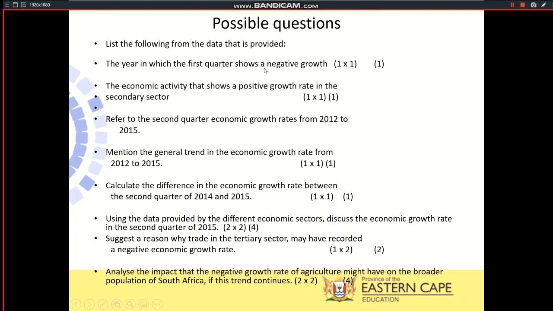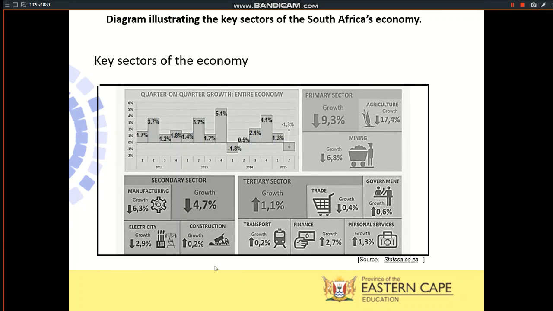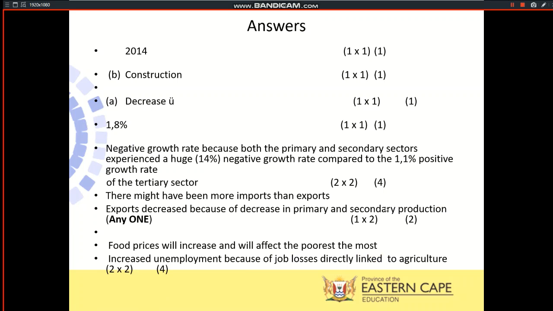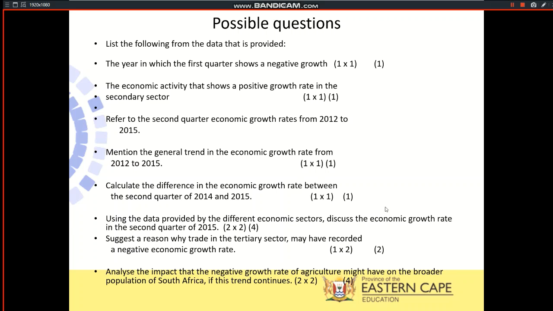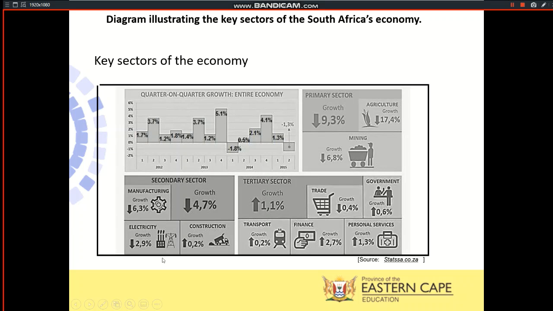Then it says the economic activity that shows a positive growth in the secondary sector. So if you go to the secondary activity, which one showed a positive growth? If you go through all of them, it was manufacturing.